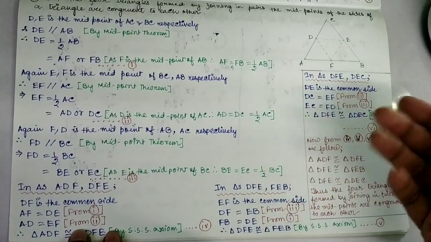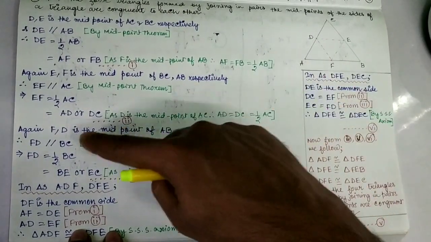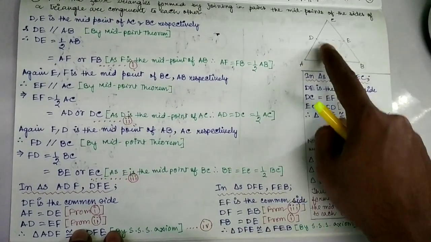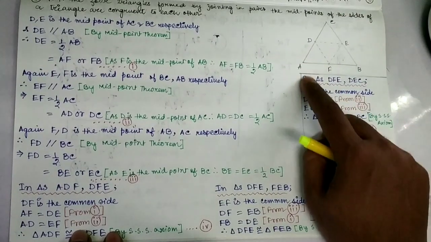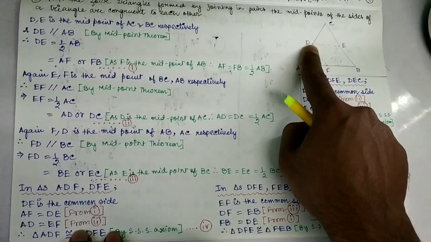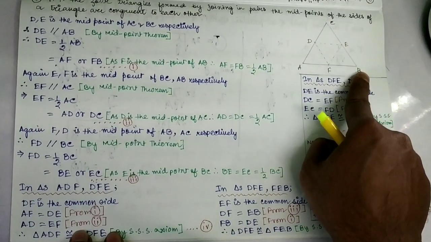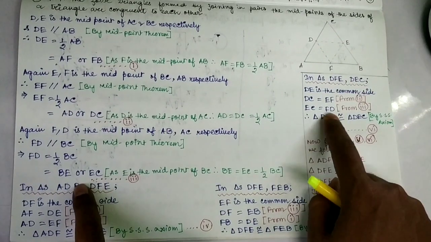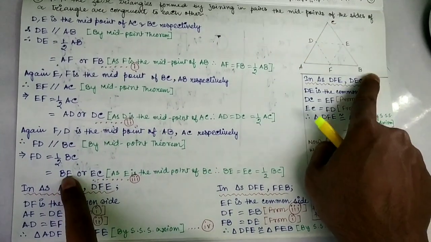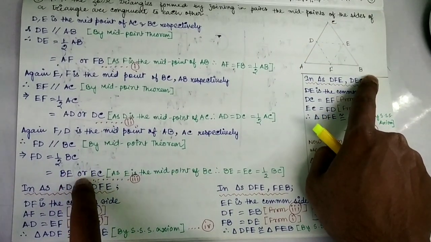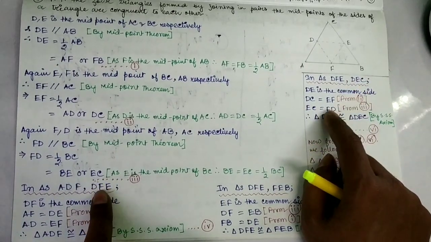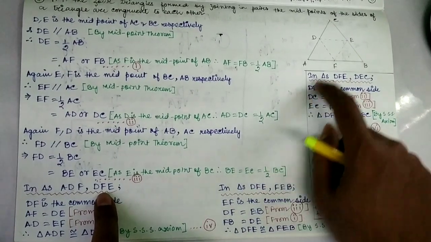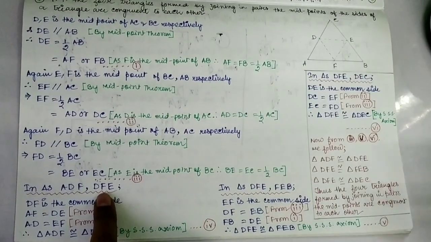Next, in the same manner, I have considered the last pair of midpoints, that is F and D. F is the midpoint of AB, and D is the midpoint of AC. Again the line joining FD will be parallel to the third side BC and will also be equal to half of the third side BC, and E was the midpoint of the third side, so it will be equal to BE or EC. Okay, now I have marked these as 1, 2, 3. Now one by one we will prove the congruency of all the four triangles with one another.